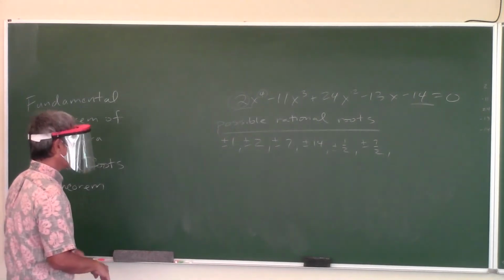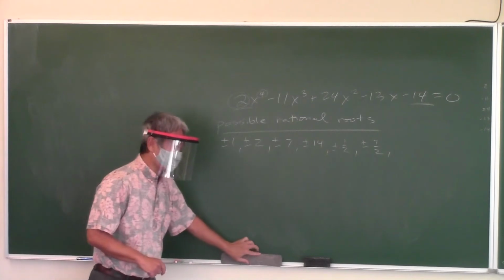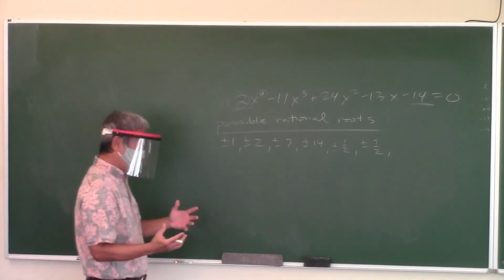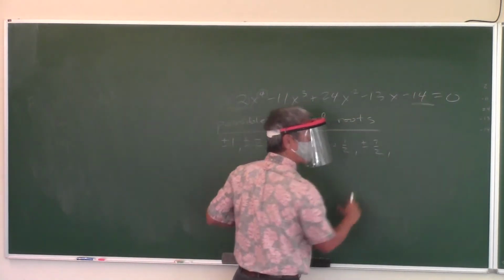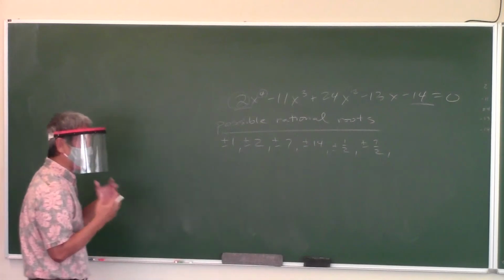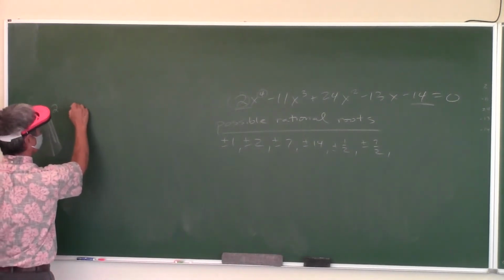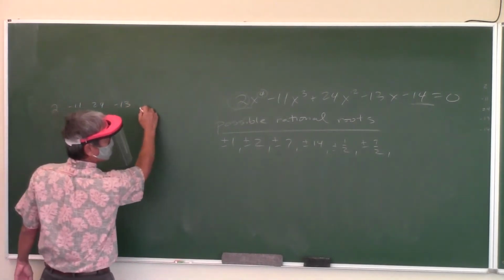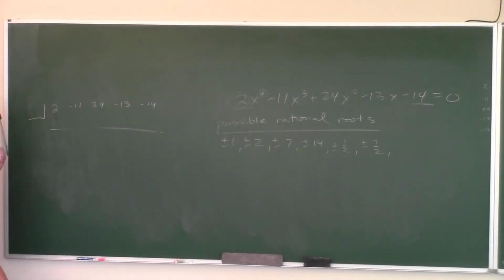So here we go. So this is what you gotta get good at, but it takes practice. Okay, so remember the key to solving polynomial equations: you make one side 0, and then you need to factor this side. That's the hard part. How do I factor? So we write down the coefficients, 2, negative 11, 24, negative 13, negative 14. Okay, what number should I try?